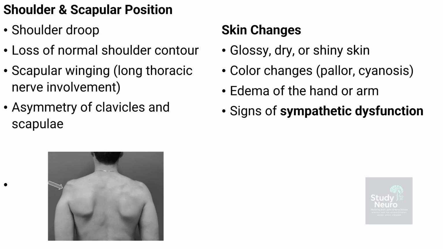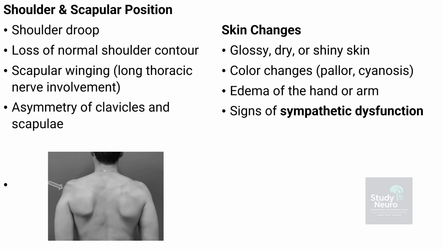When examining a patient with a brachial plexus injury, observe the position of the shoulder and scapula. The shoulder may appear drooped, and the usual contours can be lost. Scapular winging is another key sign, often indicating involvement of the long thoracic nerve. Check for asymmetry between the clavicles and scapulae, as this can provide important clues about the level of nerve injury.